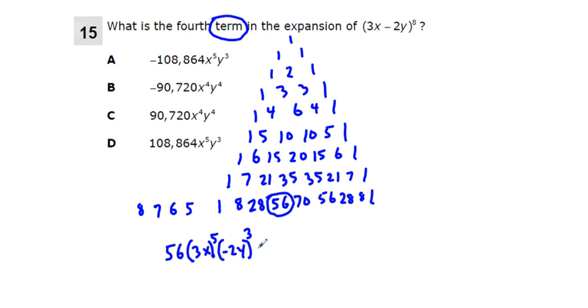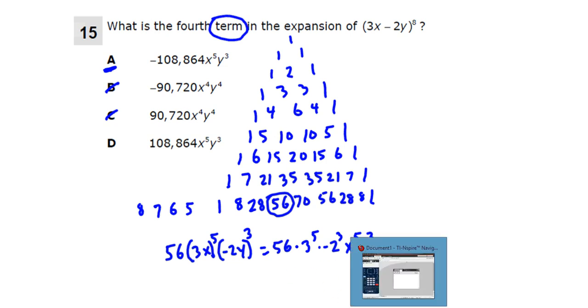The numbers you're going to get are 56 times 3 to the 5th power times negative 2 to the 3rd power, x to the 5th, y cubed. So these answer choices here, B and C, are out of the picture altogether, and you're going to end up getting a negative number. And so I think A probably is it. So we're going to have 56 times 3 to the 5th times negative 2 cubed.